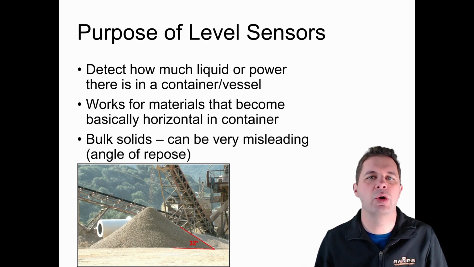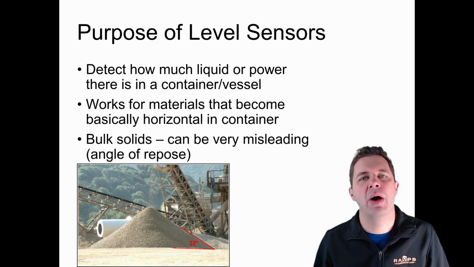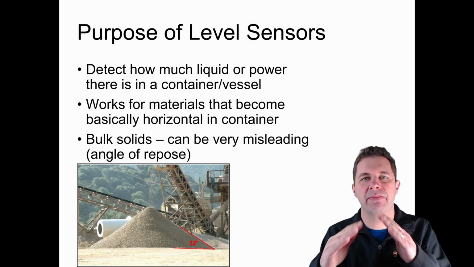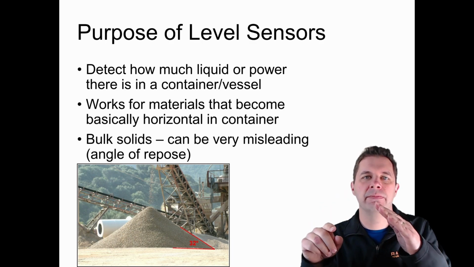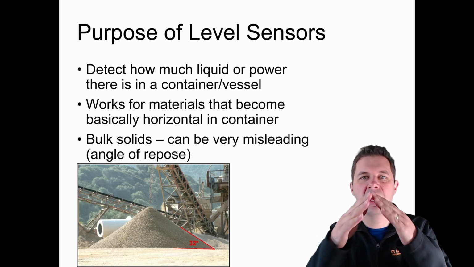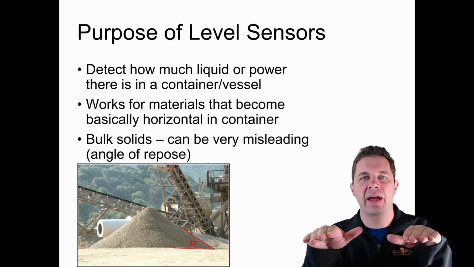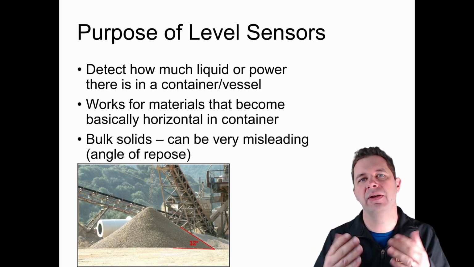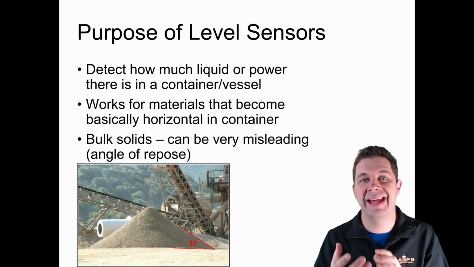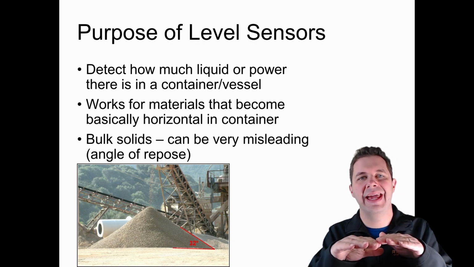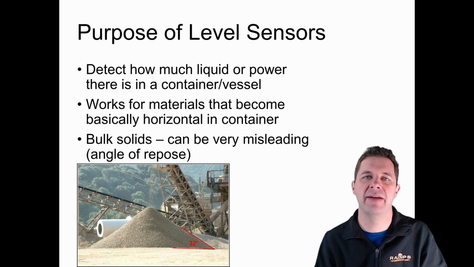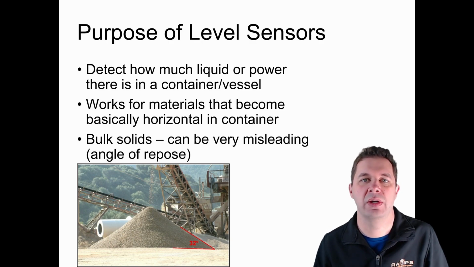Now, it could be a liquid, it could be a powder or something like that, but ultimately we want to be able to measure something that won't create a little pyramid structure. We call this the angle of repose, but will flatten out. If we've got this little pyramid structure, it's difficult to ascertain correctly what the level is going to be. But if it's more liquid-like or a powder that flattens out, we can get a more accurate determination of what the level is using the level sensors that we're talking about here.